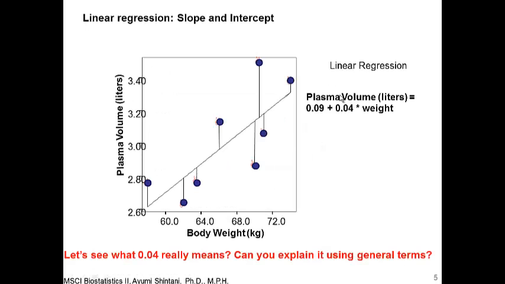All right. Let's go back to look at this regression line. Now let's think about what a slope of 0.04 really means, and let's see if you can explain it using general terminology. Then what is 0.09, which I already said is the intercept? Let's explain this intercept using general terminology.